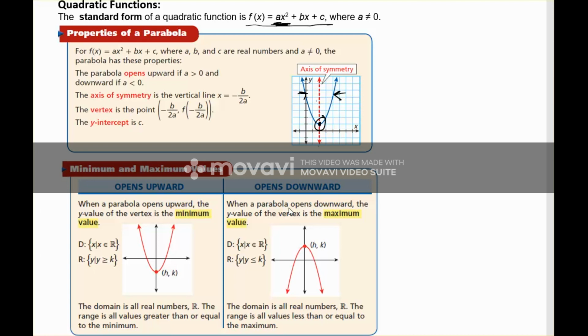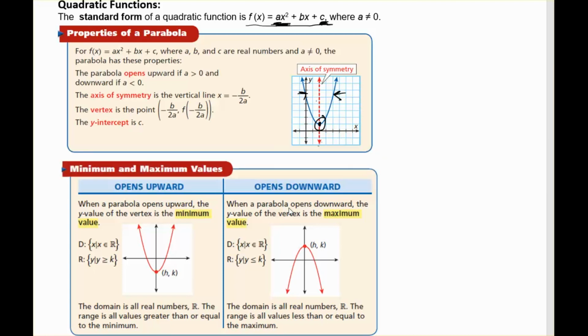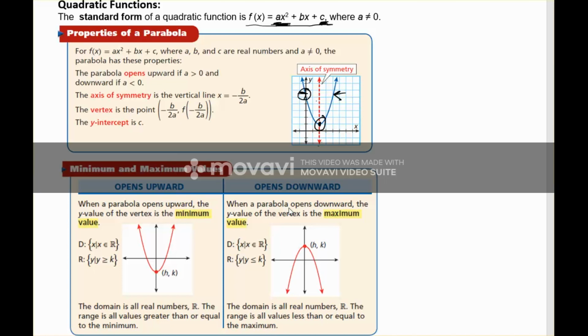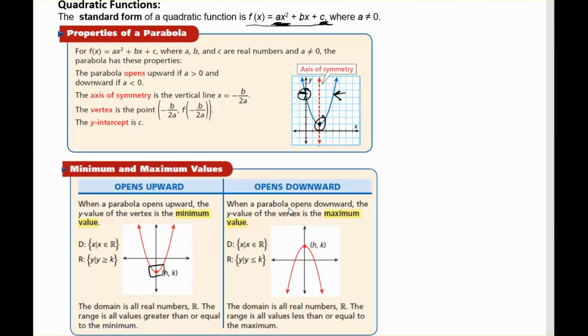And the y-intercept is c. It's that number at the end there. And the y-intercept, remember, is where it crosses the y-axis. So if the parabola opens upward, which is when a is a positive number, you will have a minimum value like that. And that's the vertex. And when the parabola opens downward, when you have a negative a value, then your vertex will be the maximum.